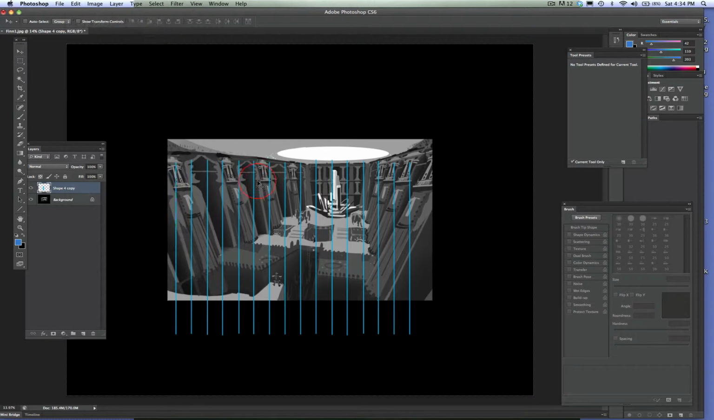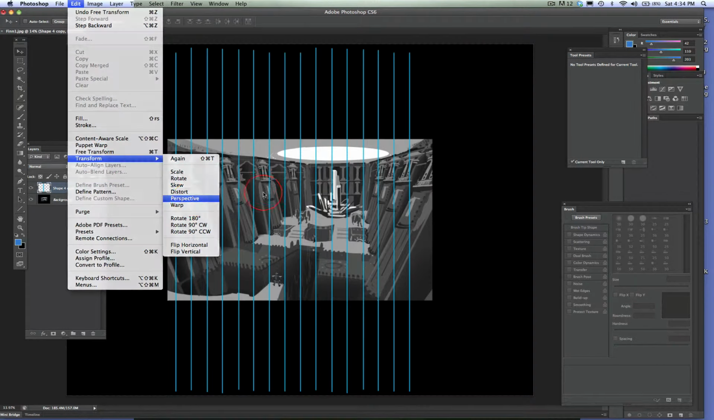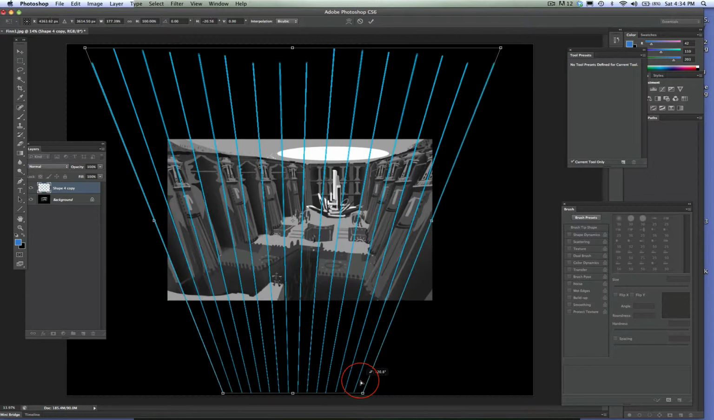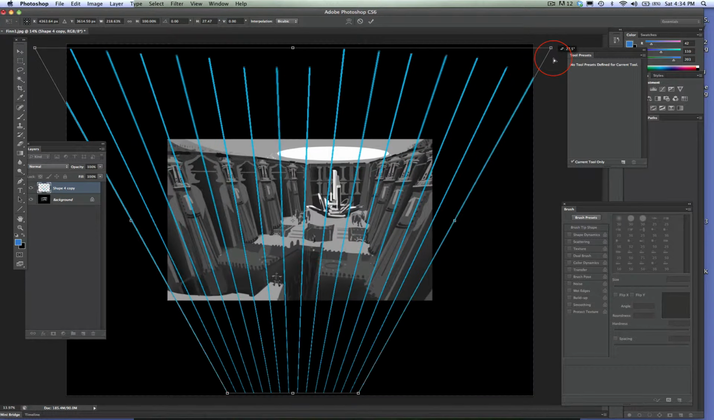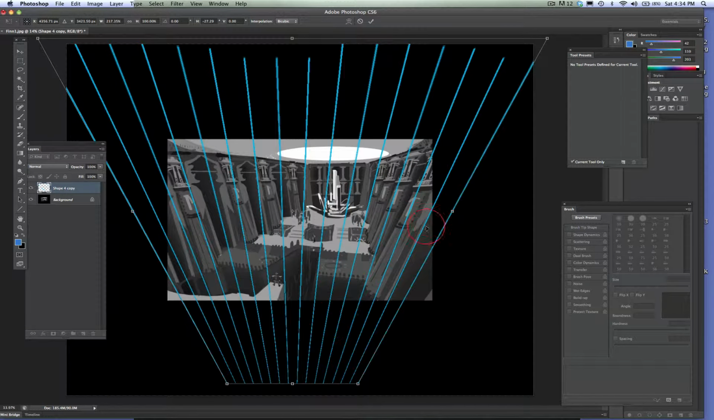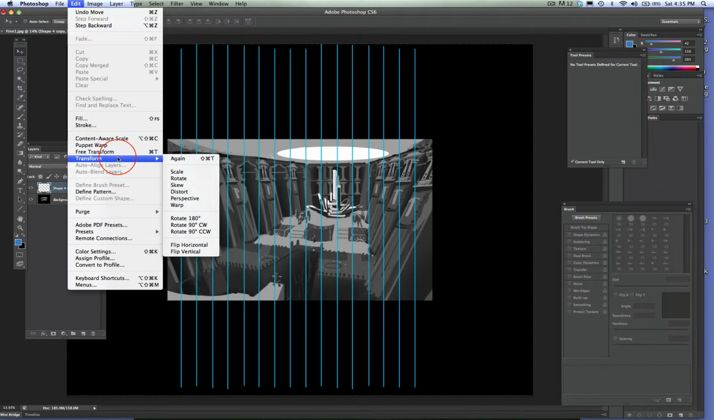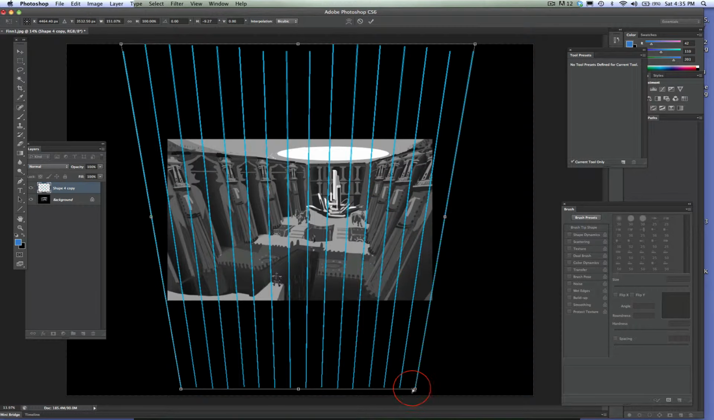Just checking that on a series of the pillars on the right hand side and seeing how it affects the ones on the left and vice versa. And you see there's issues, they don't all follow the same perspective. So where I have one lined up, the others kind of fall apart perspective wise. So what I'm going to do now is do what I feel should be the correct perspective.